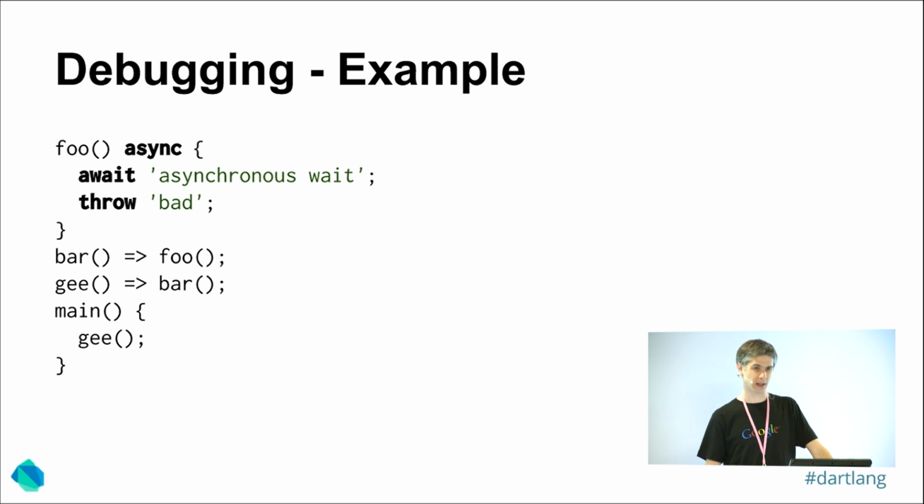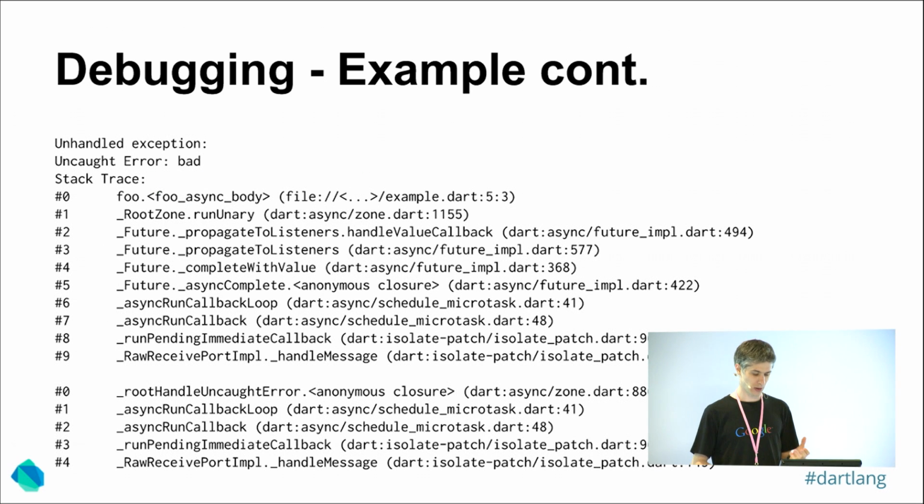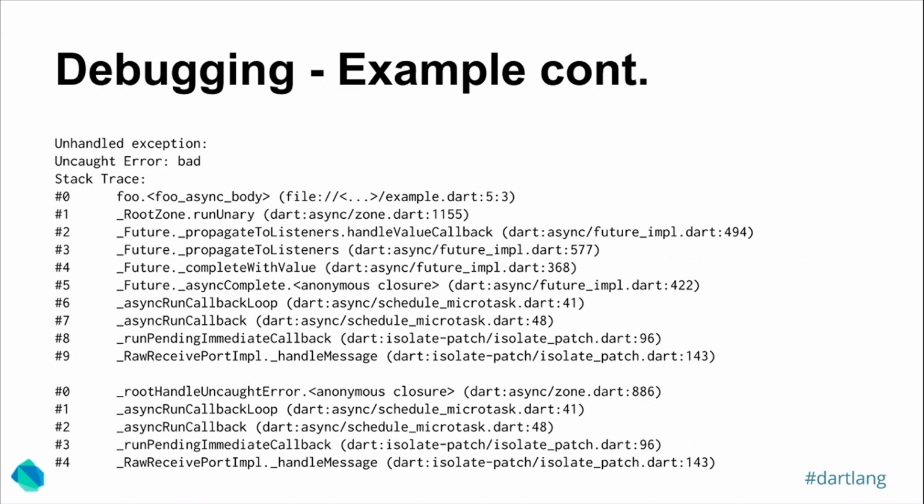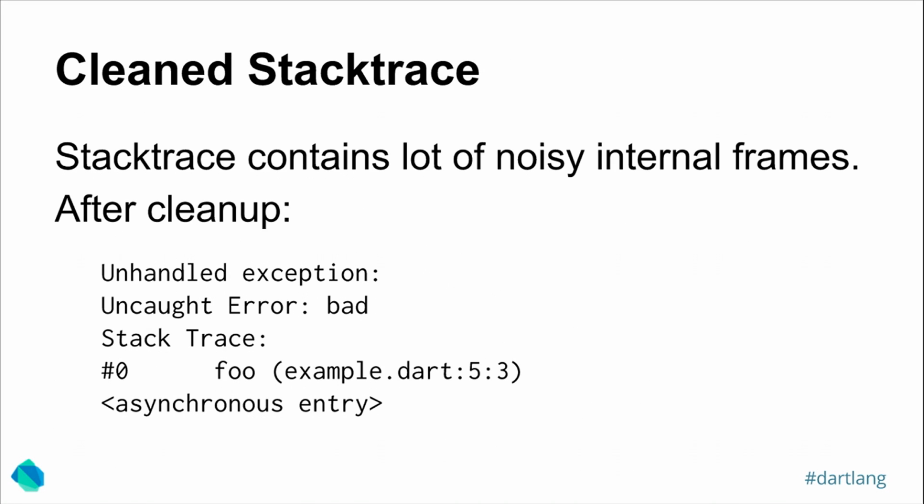Here we have a typical example of an asynchronous program. It's just main calling chi, calling bar, calling foo, and foo is doing some asynchronous things, and then having an error. If we look at the stack trace of this program, we will have a long stack trace, but there are a lot of things that we don't care about. So let's clean that up first and look at the stack trace once we've removed all the internal frames that we don't want.